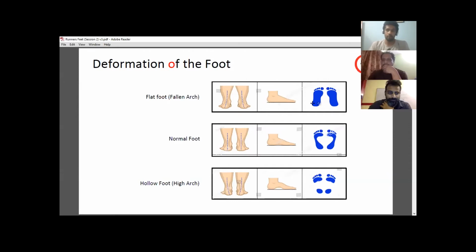It's simple. You step into the bathroom, make sure your feet are wet, then step on a flat, dry surface and see how your footprint comes. Or if you're lucky enough to be near a beach area, just go for a stroll on the beach and that will help you.